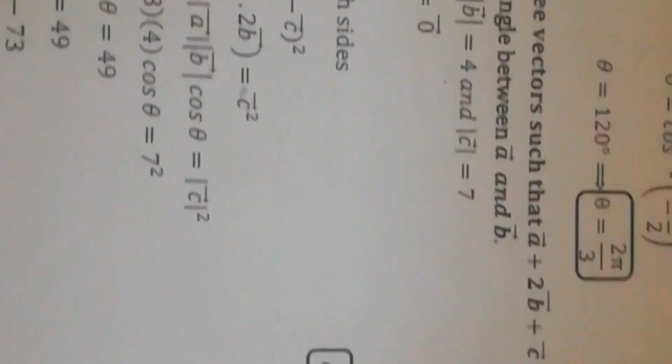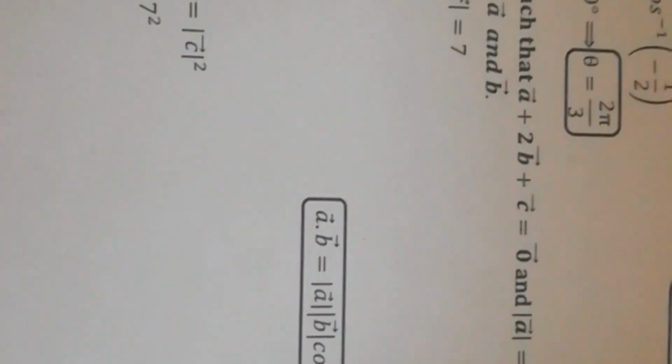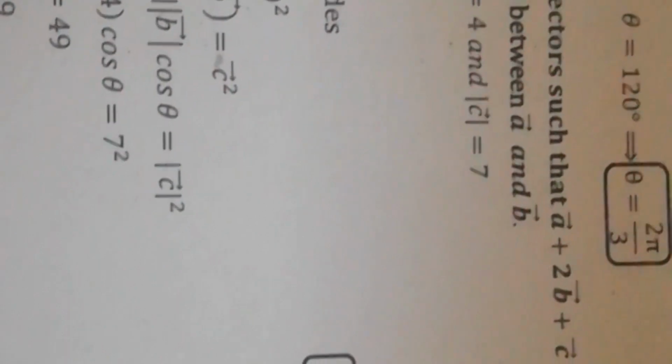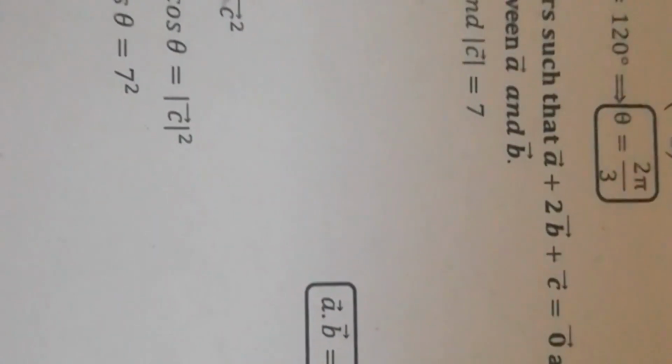So, next problem. If A, B, C are any three vectors such that A vector plus 2B vector plus C vector equals 0, and the modulus of A vector is 3, the modulus of B vector is 4, and the modulus of C vector is 7, find the angle between A vector and B vector.